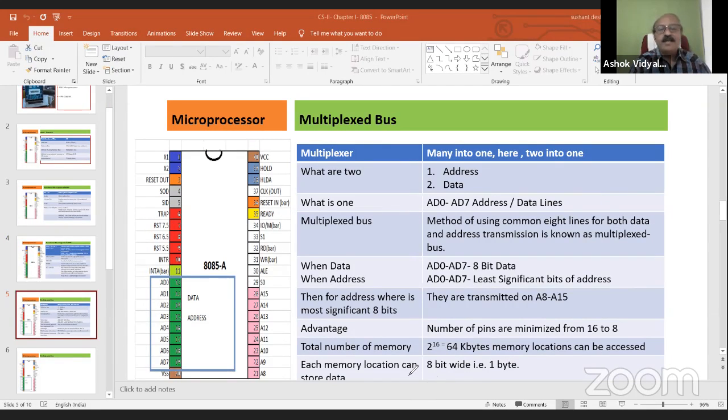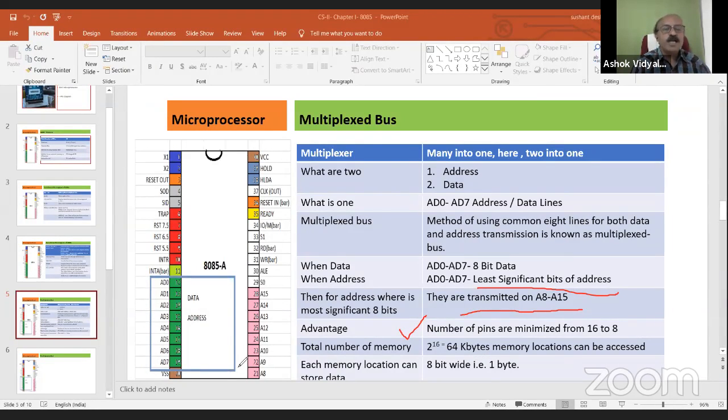When it is data, the 8 bits of data will be on AD0 to AD7. And when it is an address, the least significant 8 bits of the address will be on AD0 to AD7, and the most significant bits will be on A8 to A15. The advantage is that the number of pins is minimized from 16 to 8.